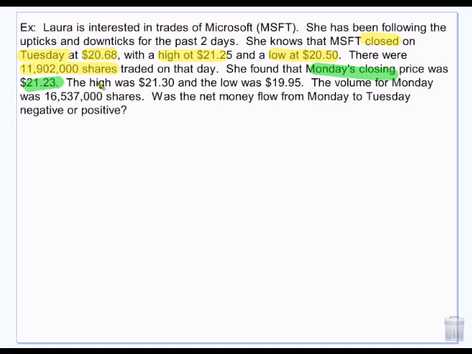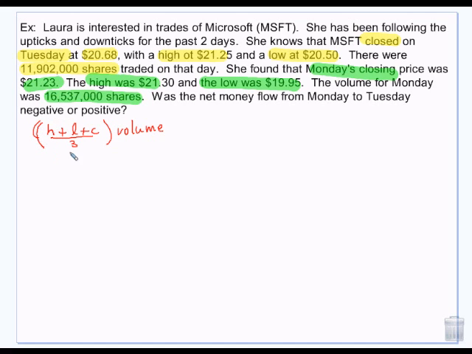Is that too dark? Can you guys read through it? Okay. High, low, volume. And we want to know what the net money flow is from Monday to Tuesday. Is that positive or negative? So remember I told you that the formula was high plus low plus close divided by 3 times the volume.